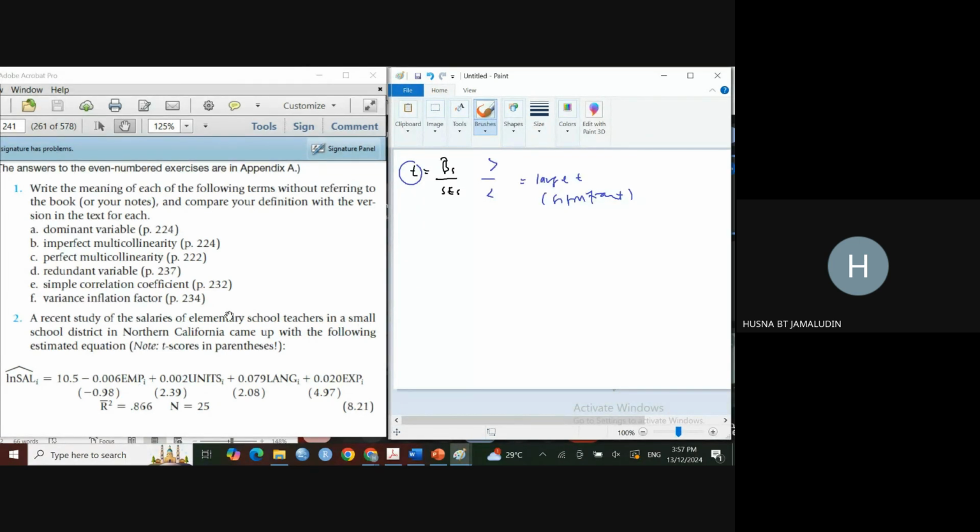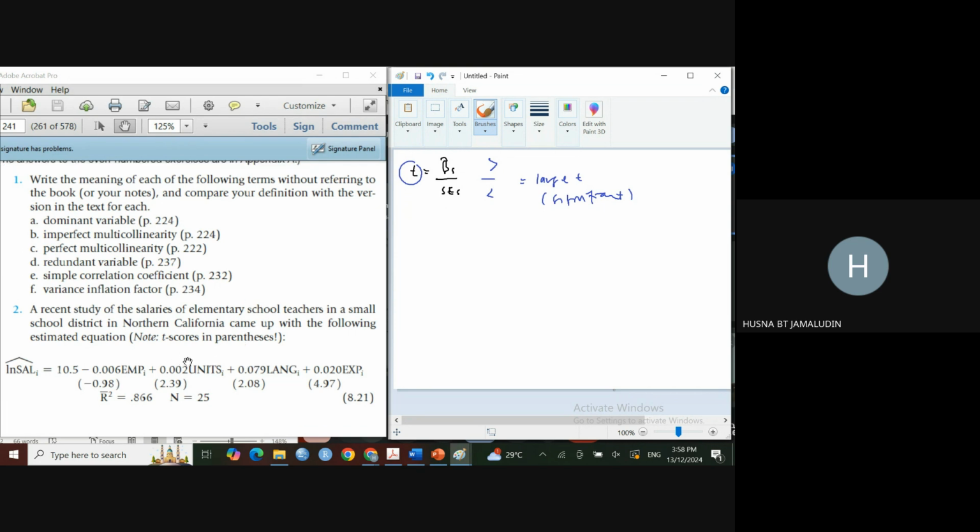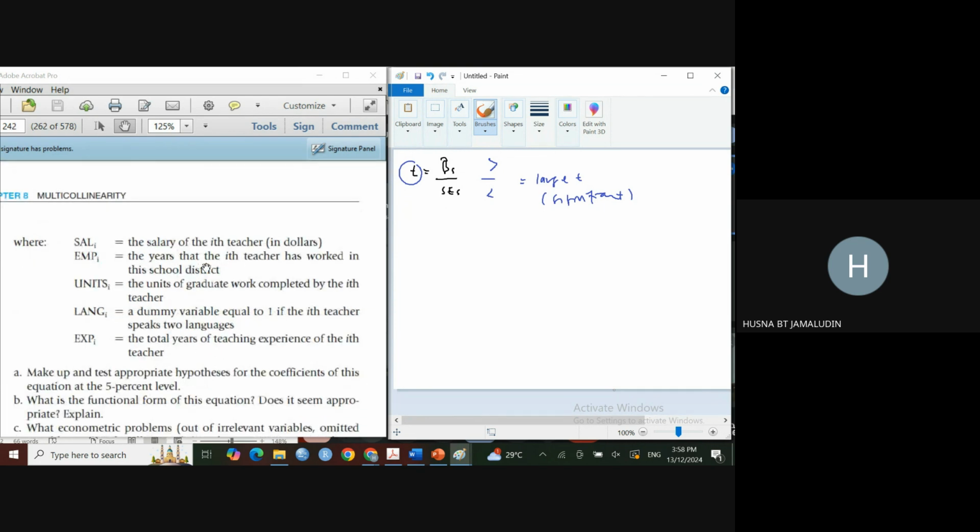Okay, and then how about your R bar square? Is this cross-sectional or time series? For cross-sectional, 86% is quite large. You have a high R bar square, but you also have insignificance of t. What else? That's it. Okay, so now let's look at the measurement.